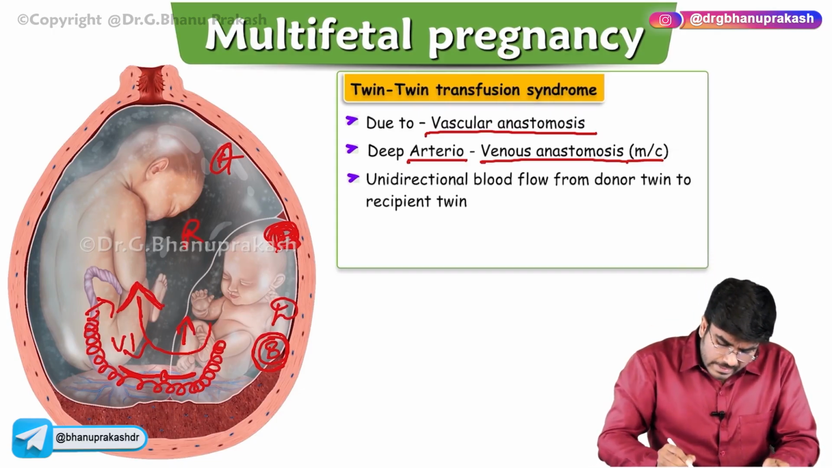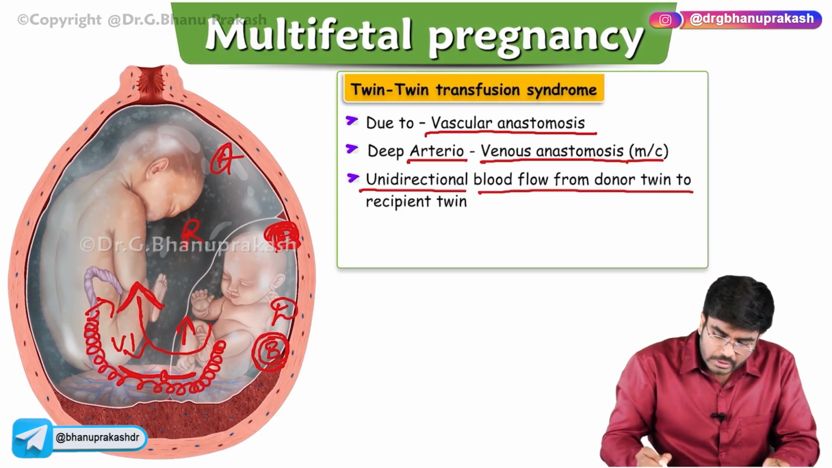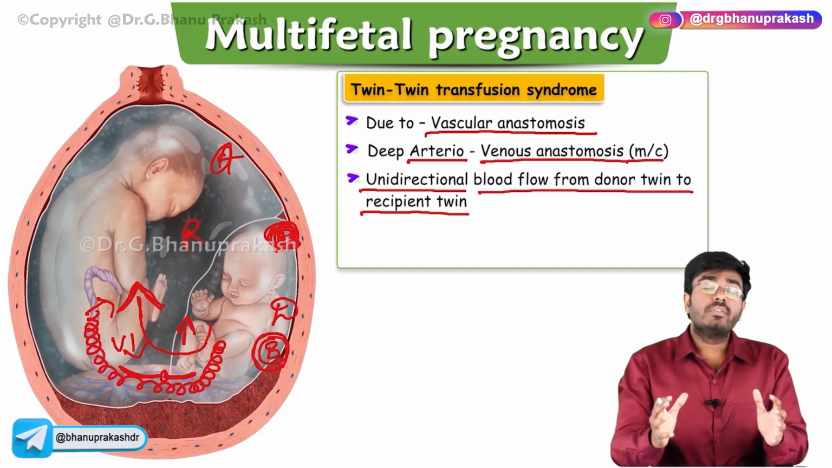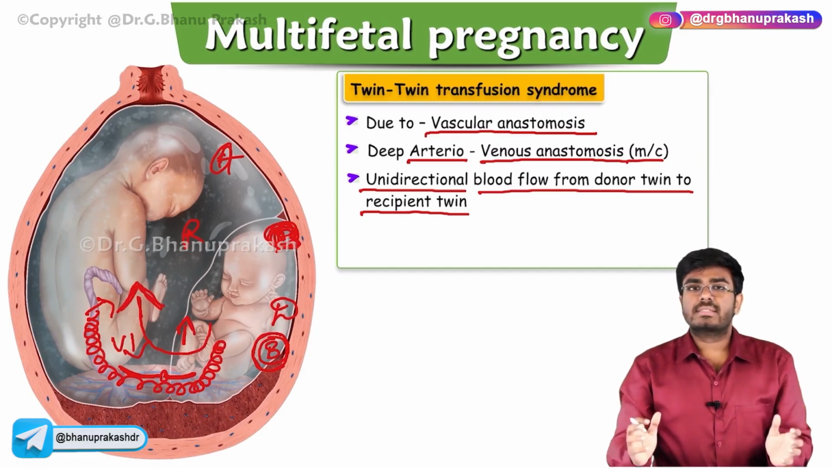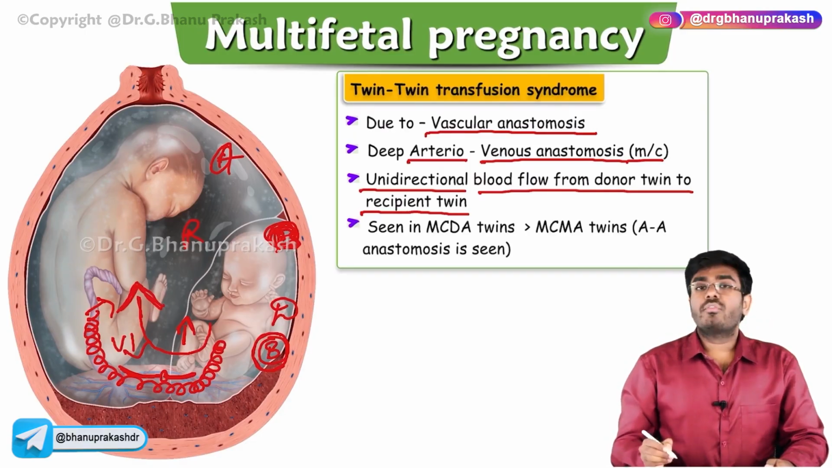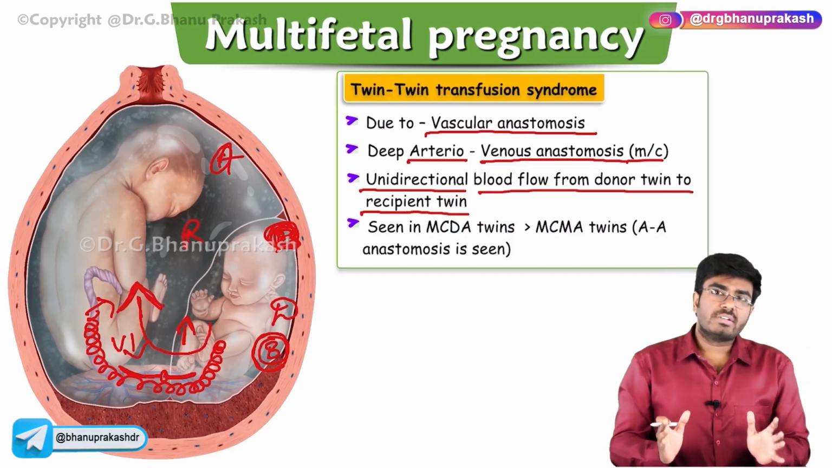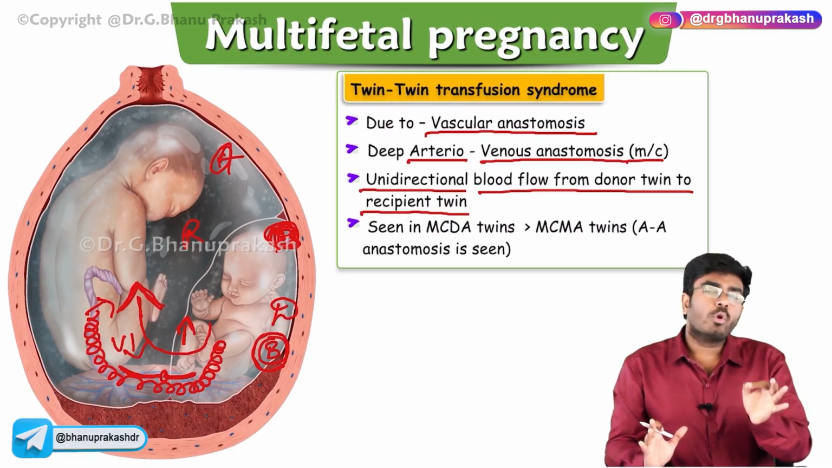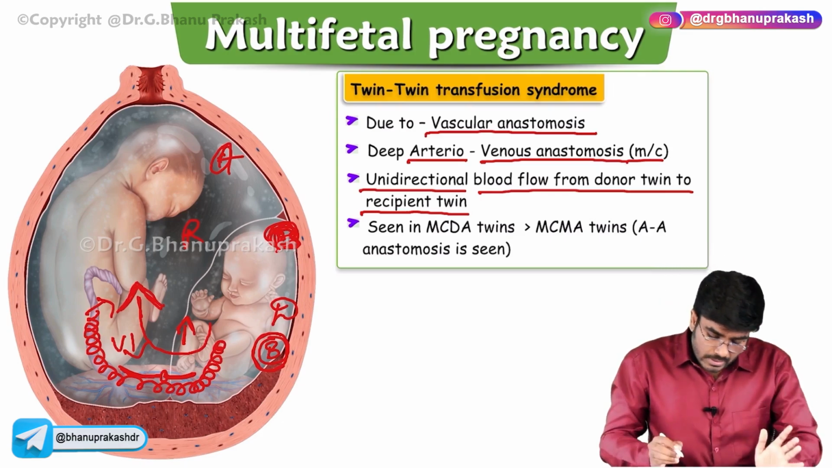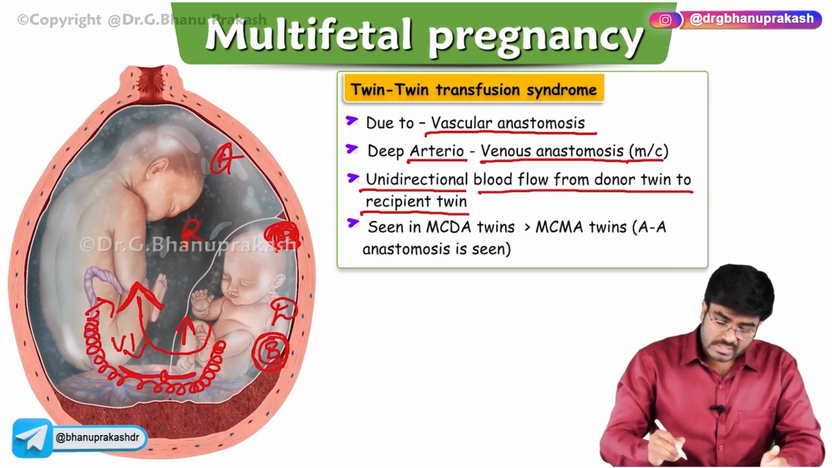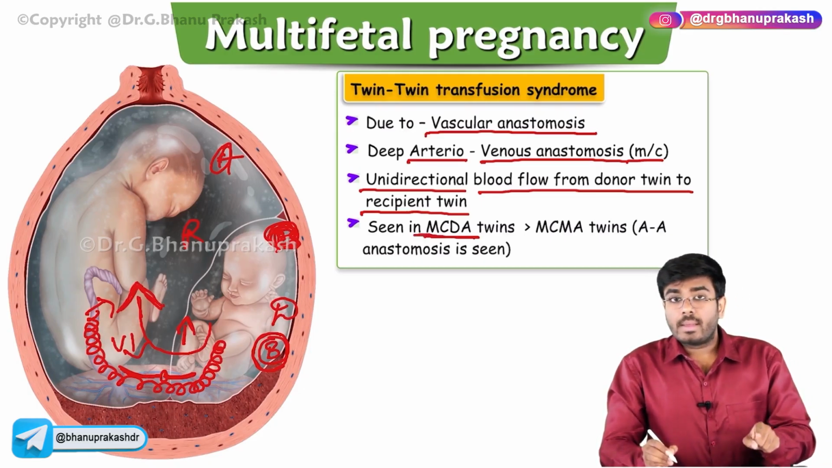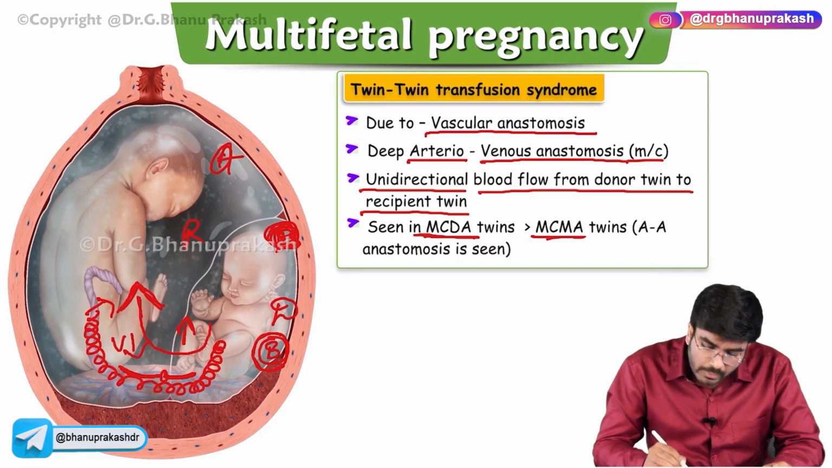Now, see, there is a unidirectional blood flow from the donor twin to the recipient twin. The donor twin is going to be growth restricted. The recipient twin is going to be much bigger, larger in size. Okay. Now, see, especially this kind of twin transfusion syndrome is definitely going to be seen with monochorionic placentas. No doubt that monochorionic pregnancies are going to be more complicated than dichorionic pregnancies. That too, this twin transfusion syndrome is seen with monochorionic diamniotic twins rather than monochorionic monoamniotic twins.